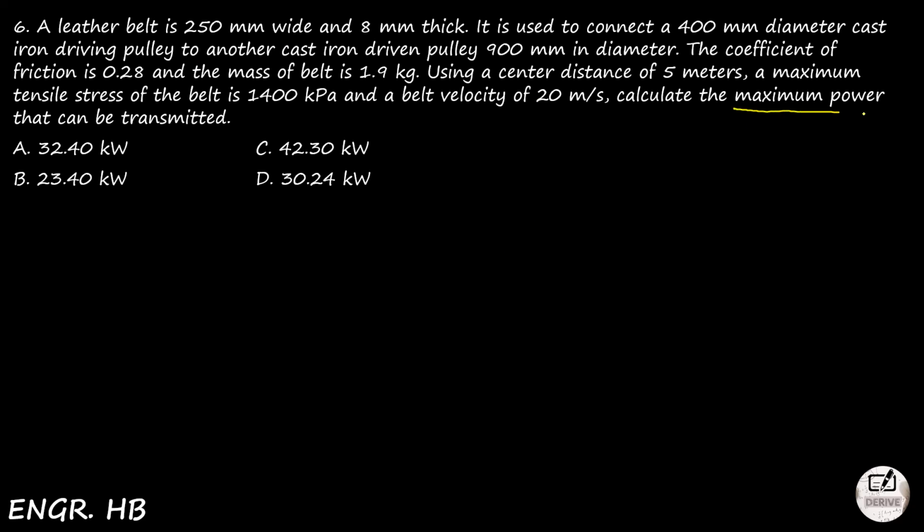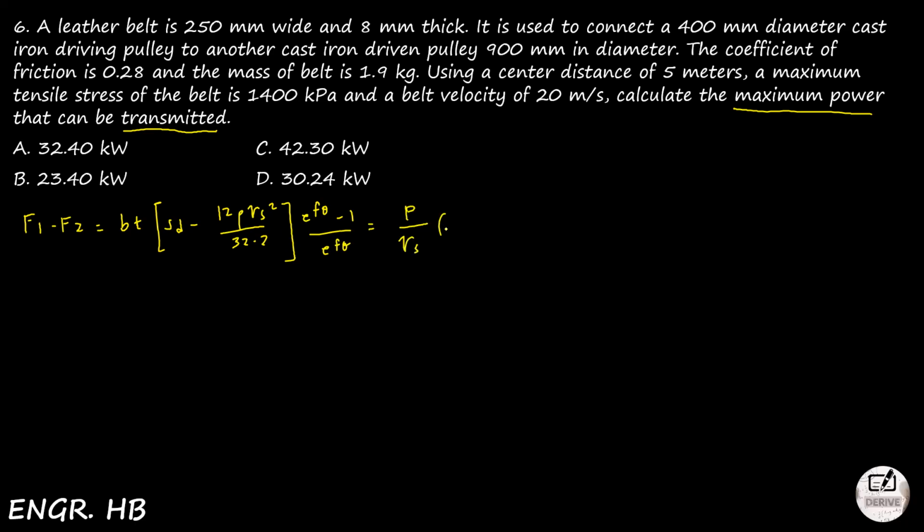So the question is looking for the maximum power transmitted. And obviously, guys, there are many given parameters that will be used, and we're going to use the general belt formula in order to get the power, which is equal to F1 minus F2, or net belt pull, is equal to BT times SD minus 12 rho BS squared over 32.2, multiplied by e to the f theta minus 1 over e to the f theta, then is equal to power over velocity multiplied by 550. So let's itemize where to find each of those.